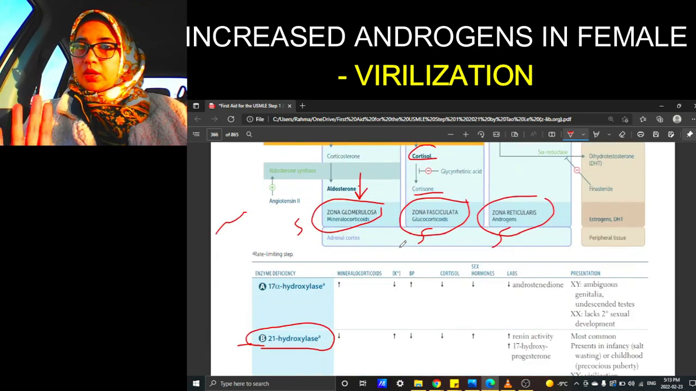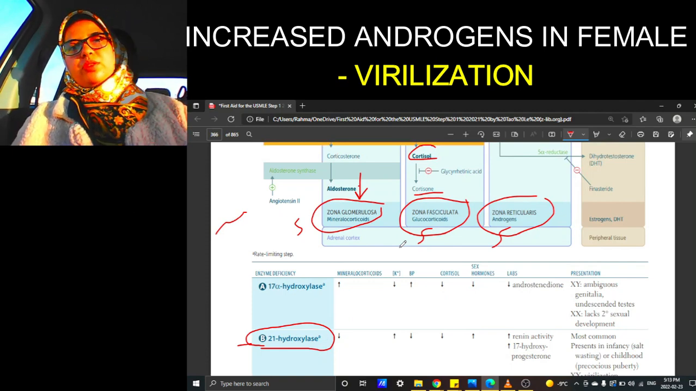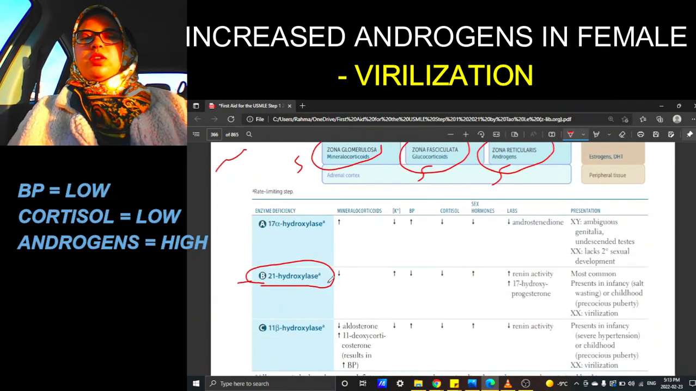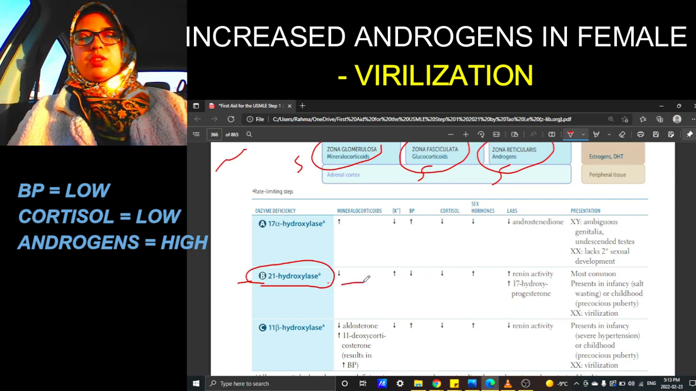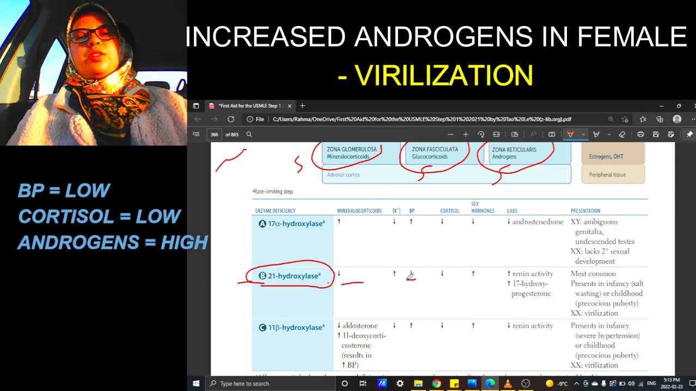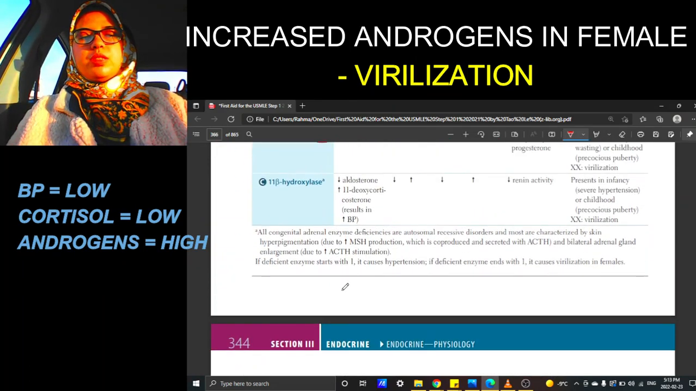So let's see if we answer this correctly without needing to memorize arrows, ups and downs. There's no need to memorize anything here. With 21 hydroxylase, we said we are not making our aldosterone. So our mineralocorticoids are going to be low, and our blood pressure is going to be low. You want to understand what's going on with potassium by simply understanding what aldosterone does.